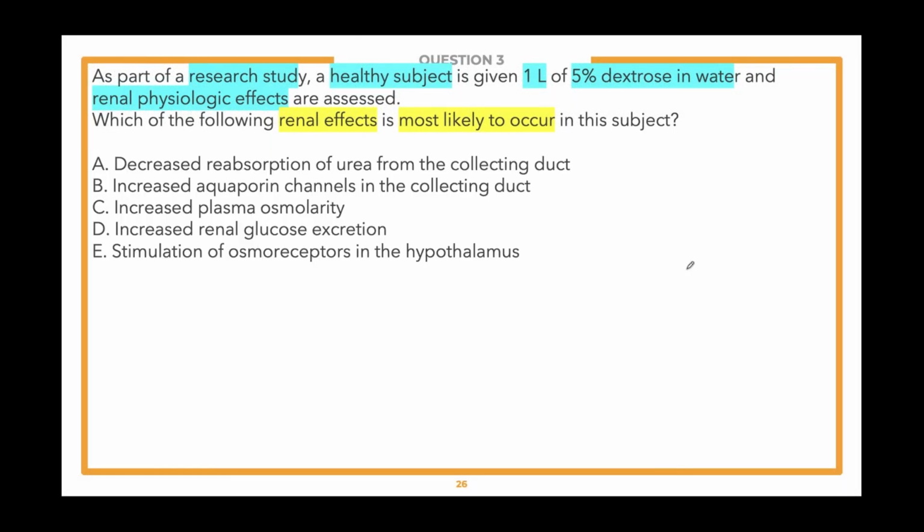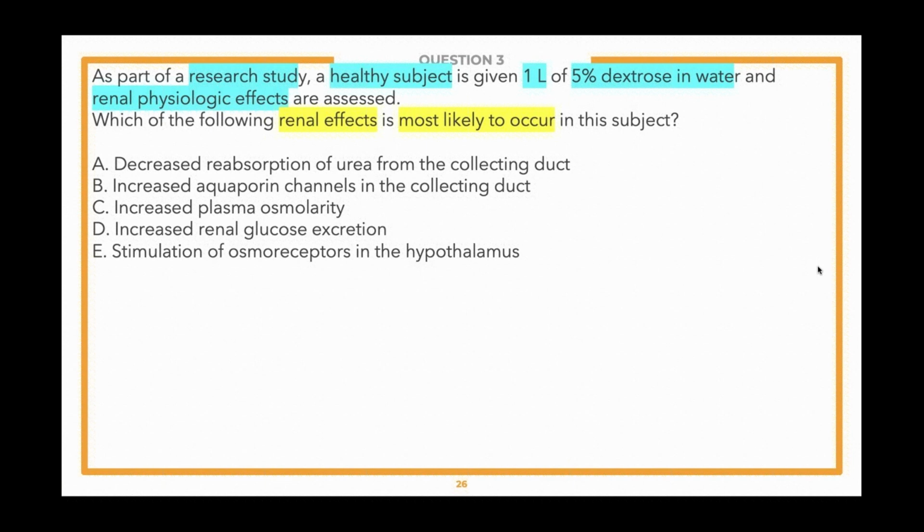Once again, we're going to start at the bottom and work our way up to the top. Answer choice E, stimulation of osmoreceptors in the hypothalamus. D, increased renal glucose excretion. C, increased plasma osmolarity. B, increased aquaporin channels in the collecting duct. And A, decreased reabsorption of urea from the collecting duct.